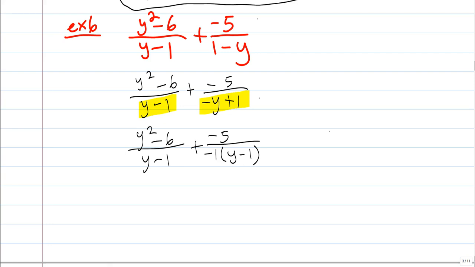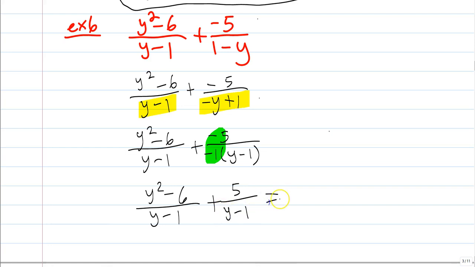What can I do with that negative 1? Well, I can divide it into the negative 5. So now we have y squared minus 6 over y minus 1 plus a positive 5 over y minus 1. That becomes y squared, negative 6 plus 5 is minus 1, over y minus 1.